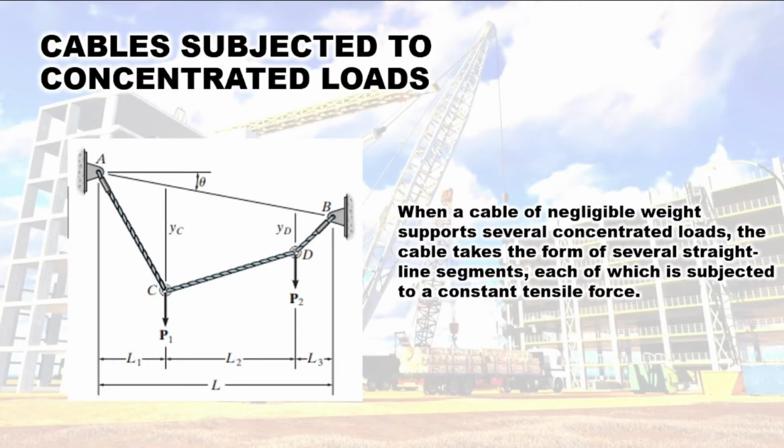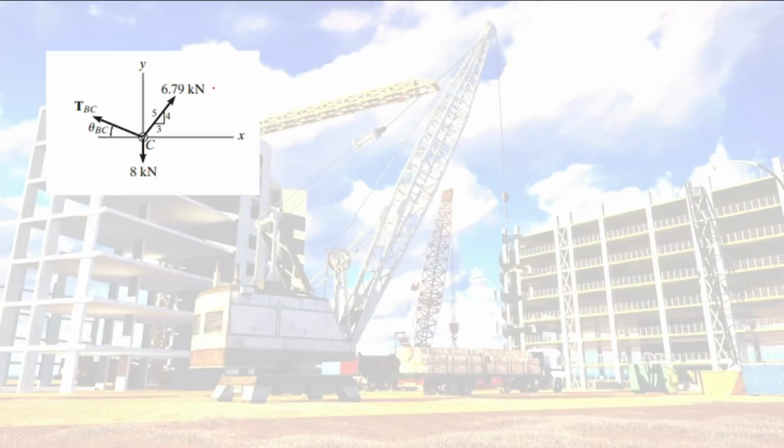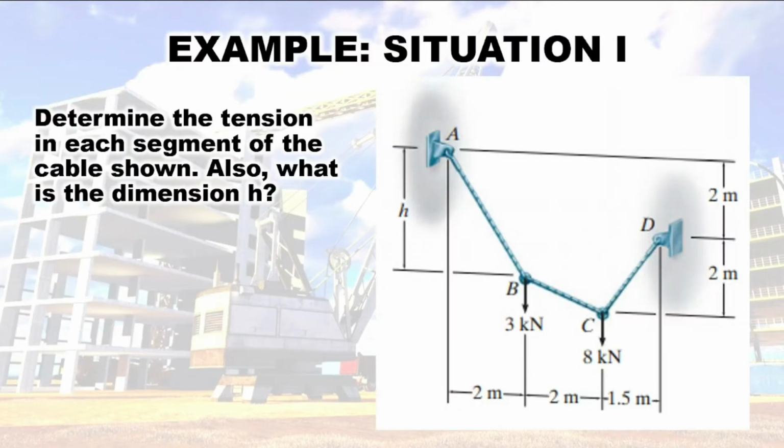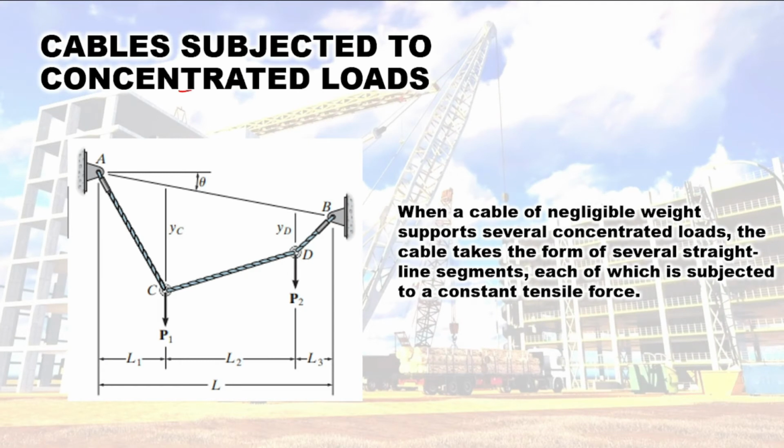So cables, we have actually two types of loadings. Meron tayong cable subjected to concentrated loads, and the other one is cable subjected to uniform distributed loads. So if we have a cable subjected to concentrated load, when a cable of negligible weight supports several concentrated loads, the cable takes the form of several straight line segments, each of which is subjected to a constant tensile force.